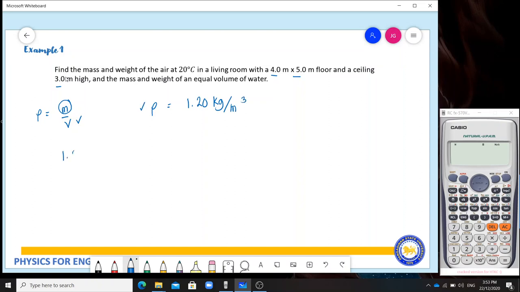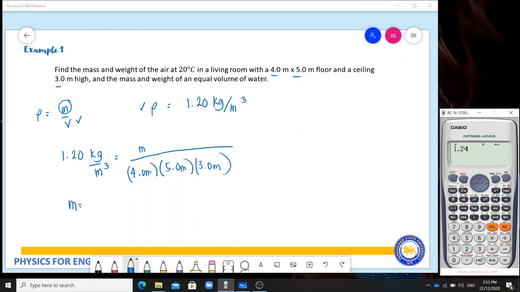So, 1.20 kilogram per meter cube is equivalent to mass over volume na 4.0 m times 5.0 m times 3.0 meters. Okay? So, ang mass natin ay equivalent sa 1.2 times 4 times 5 times 3. Okay. 72. Okay. 72 kilogram. Okay, yan yung mass natin.